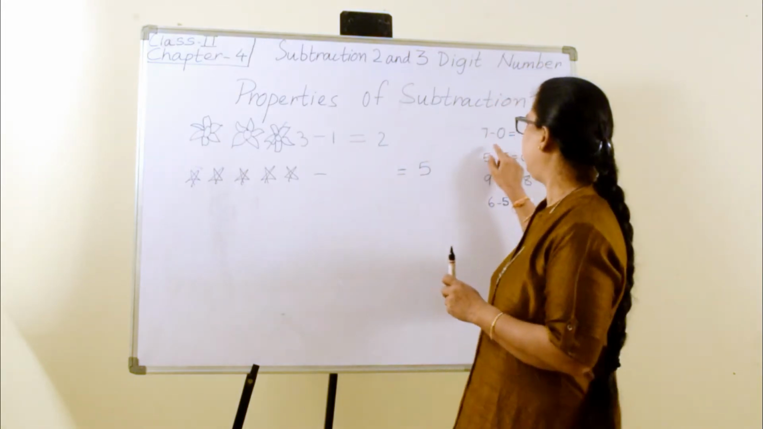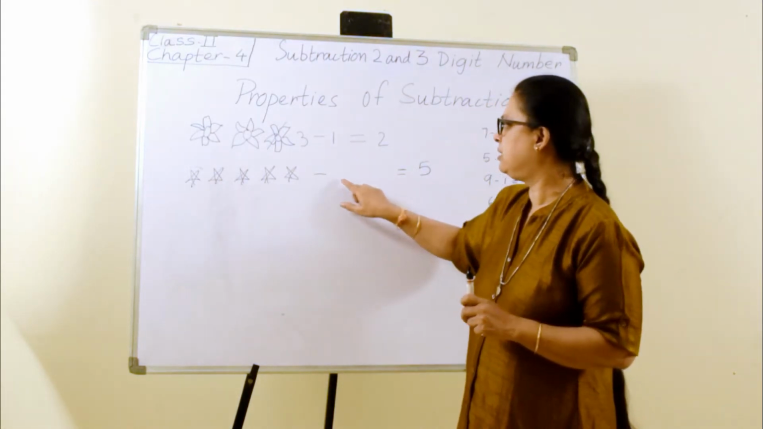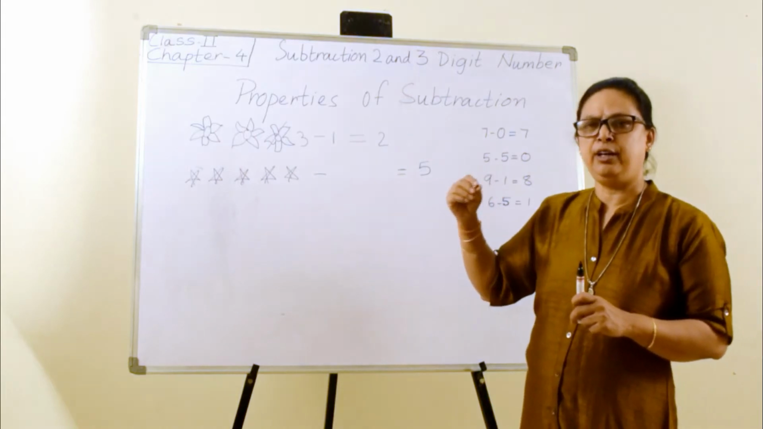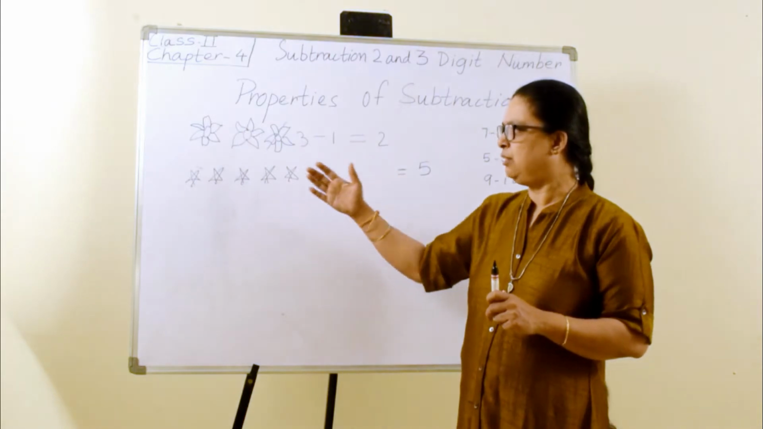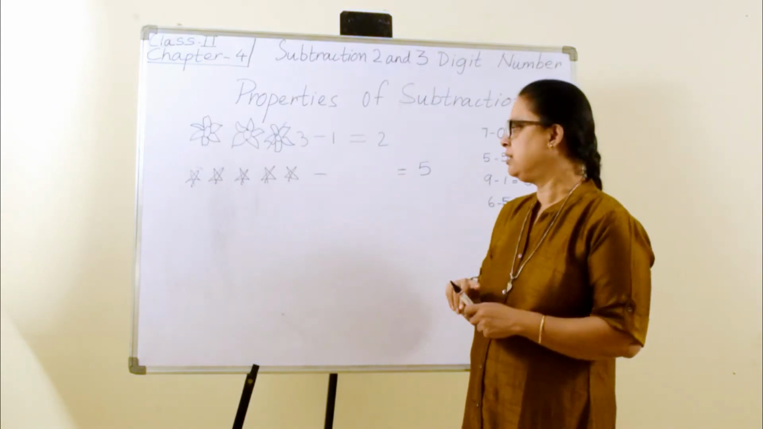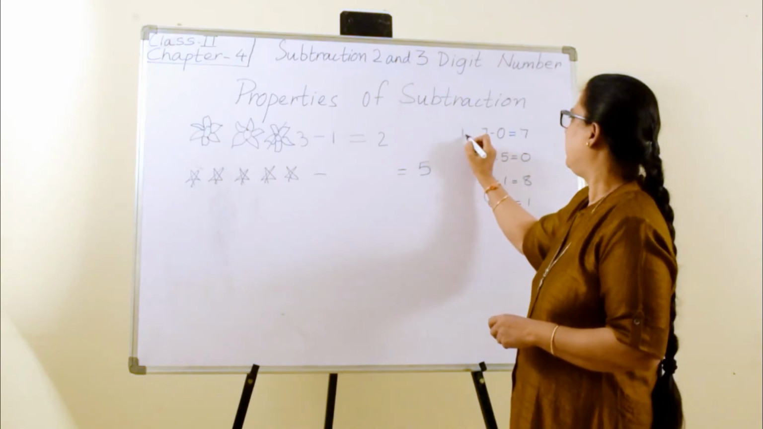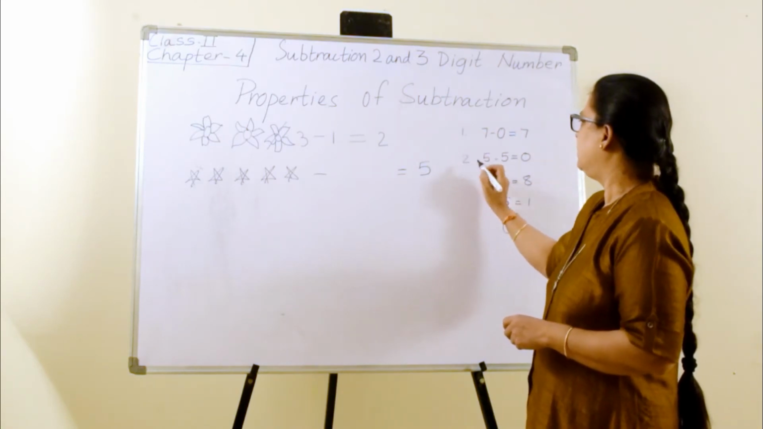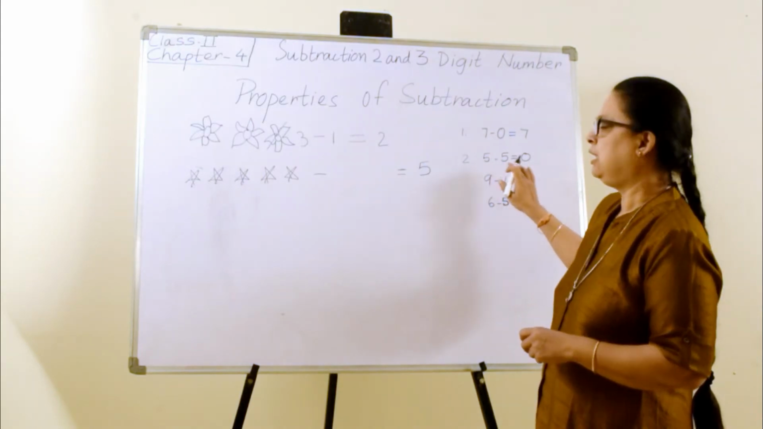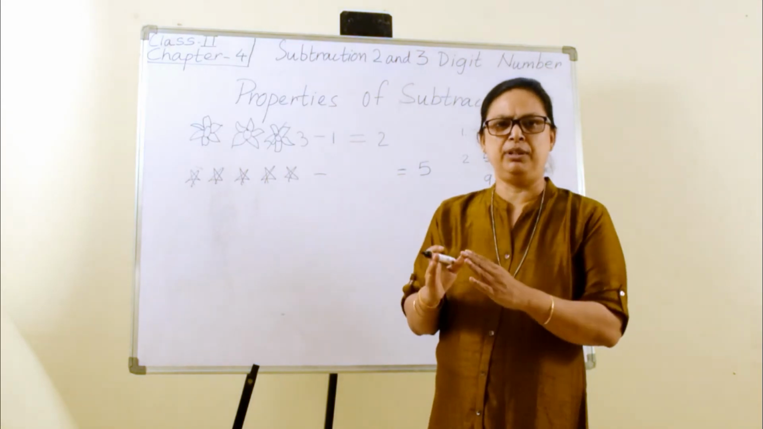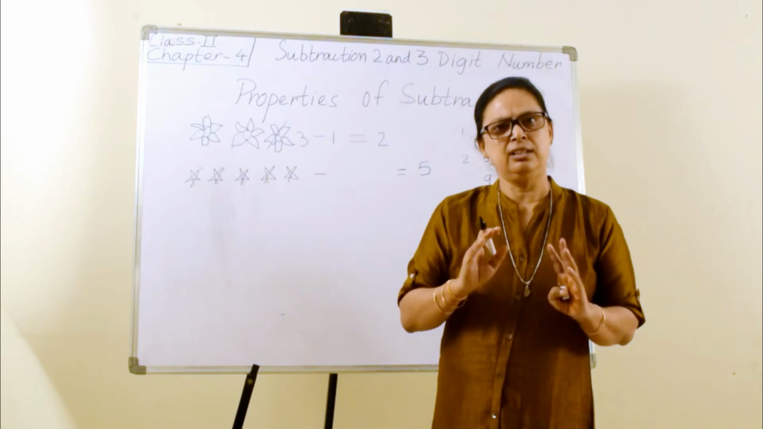So here I have given an example, 7 minus 0 is equal to 7. I have shown you here 5 minus 0 is equal to 5. Same way 9 minus 0 is also 9. If you increase the number, the same number will come as the answer. This is the first property of subtraction. Now let us look at the second property. If you look at this, 5 minus 5 is equal to 0. That means whenever we subtract a number from itself, the answer or the result is 0.